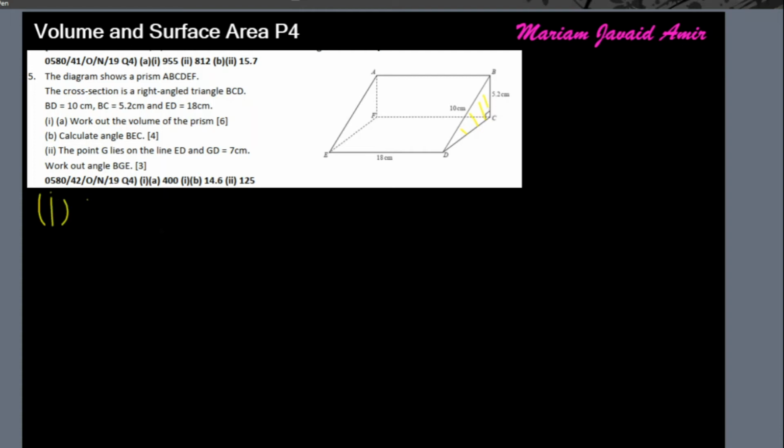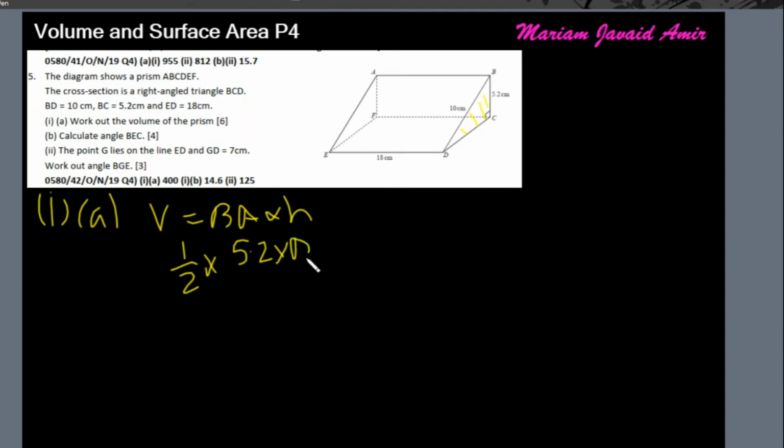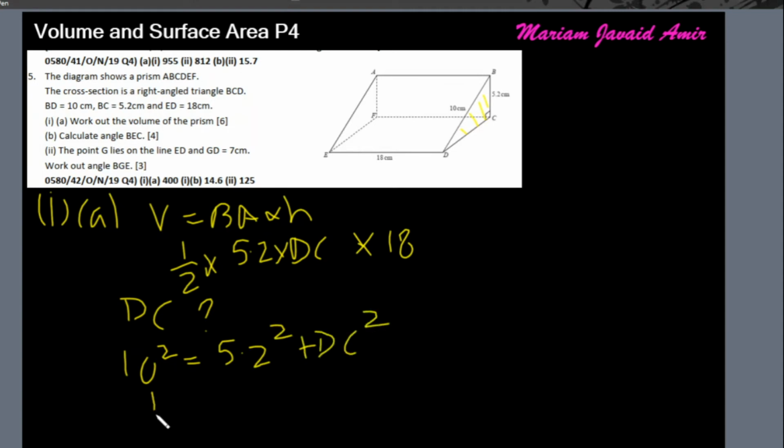So for 1A, volume of the prism is base area times height, and base area is a half into 5.2 into length DC. We don't have the length DC, times height of the prism, which is 18. So we need the length DC first. For that we will apply Pythagoras theorem. So 10 squared equals 5.2 squared plus DC squared, and to make DC the subject, I'll rearrange this: DC equals the square root of 10 squared minus 5.2 squared.